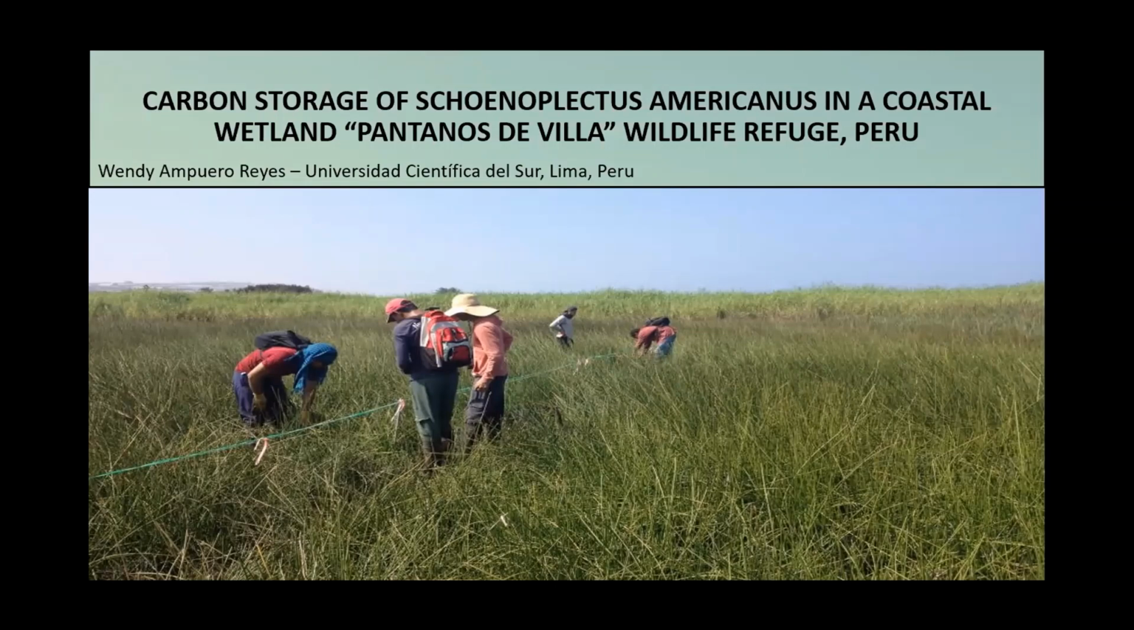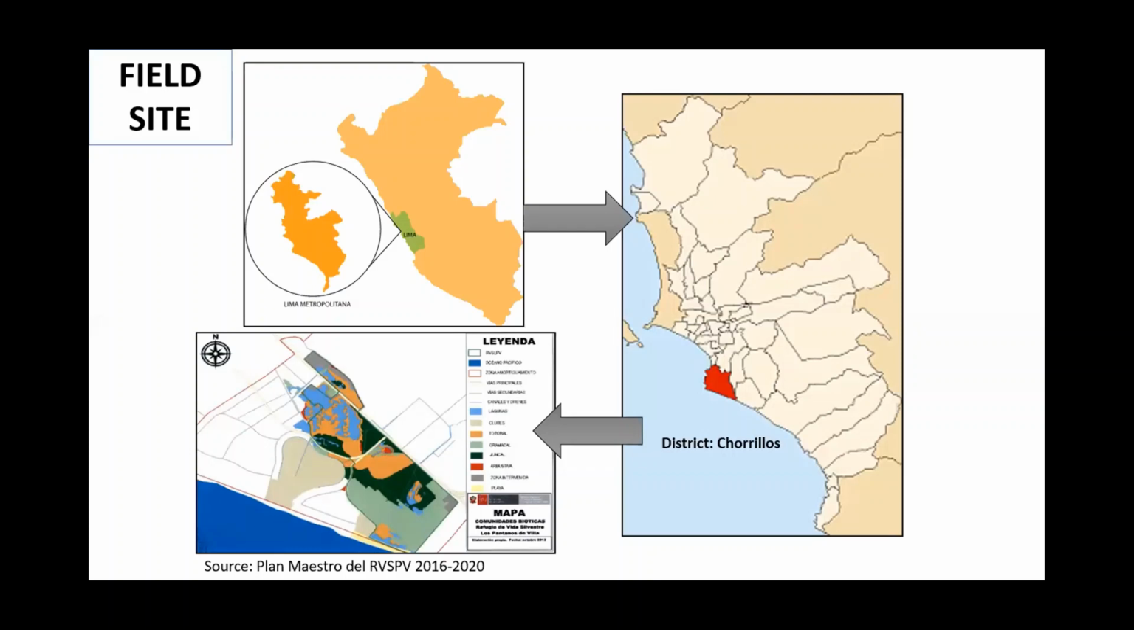this site. So we wanted to compare the carbon stocks in the burned and unburned areas of these dominant species after 1 year of the fire. Also, it's important to mention that Conoplectus americanus is a typical species of the region, usually along the coast of Peru.